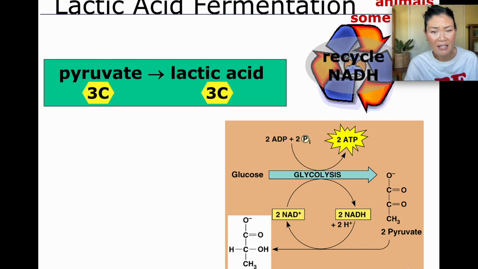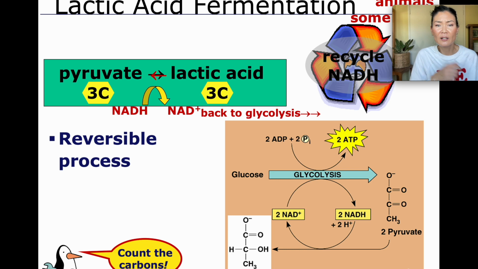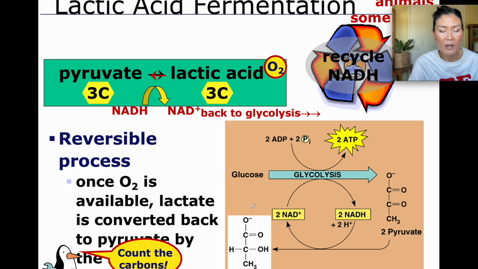Whereas lactic acid is a reversible process, okay? So glucose is broken down in glycolysis to make 2 pyruvate. Pyruvate becomes reduced. It gains electrons from NADH, and you get lactic acid. Okay, so once oxygen is available, that lactate can be converted back to pyruvate.